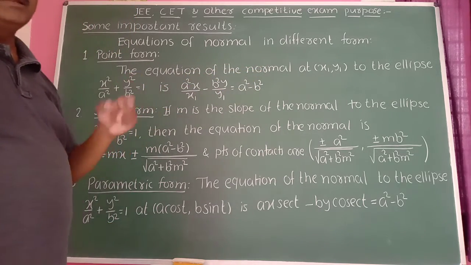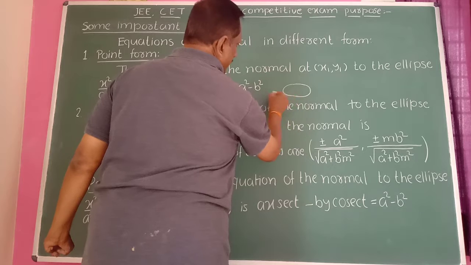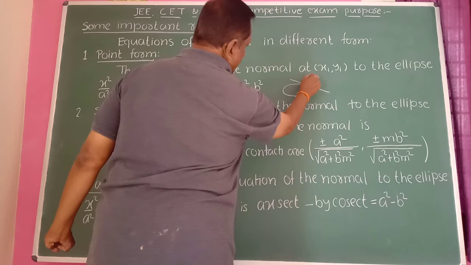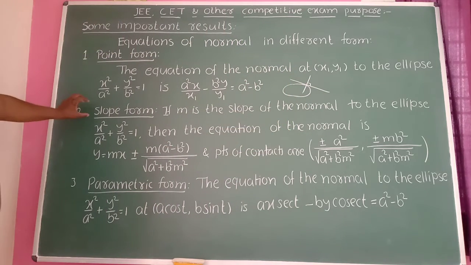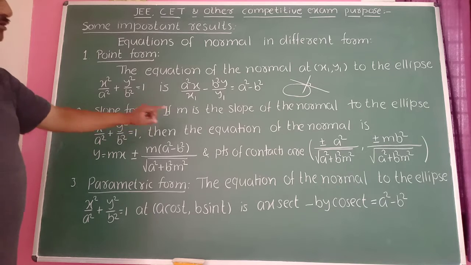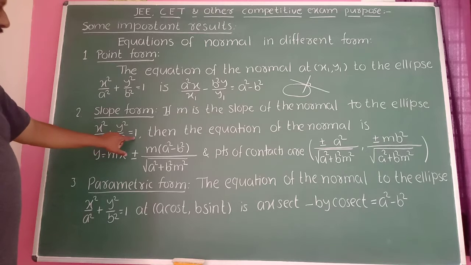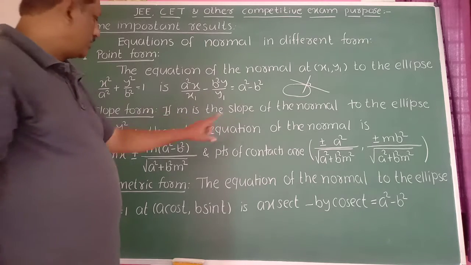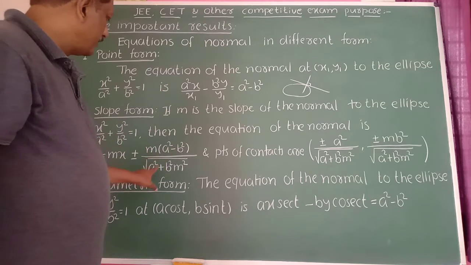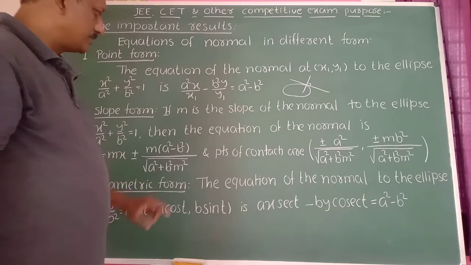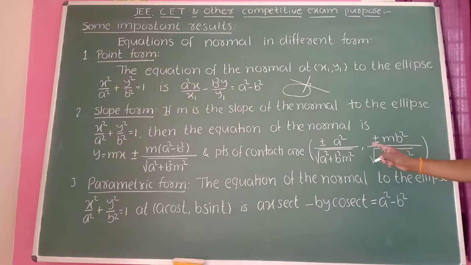The normal is always perpendicular to the tangent. Suppose this is an ellipse and this is a tangent, then the normal is always perpendicular to the tangent. Remember it. Next, the slope form. If m is the slope of the normal to the ellipse x²/a² + y²/b² = 1, then the equation of normal is y = mx ± m(a² − b²)/√(a² + b²m²). And for the point of contact, again there are two normals, so two points of contact.